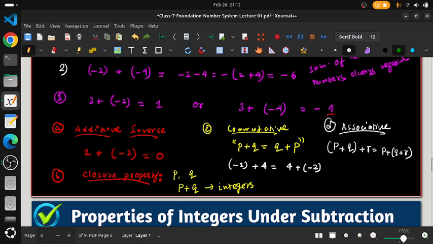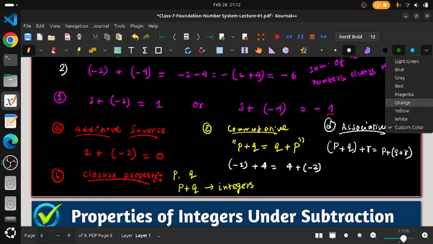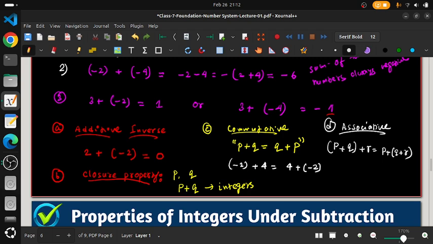You can take an example: any three numbers you choose. If you don't want to choose negatives, no problem; choose positives. Suppose we have 3, 4, 5. So we write 3 plus 4 plus 5. First we do the operation between 3 and 4, 7 plus 5, that is 12. Similarly, if I write 3 plus (4 plus 5), first we do the operation between 4 and 5, so 4 plus 5 is 9, and along with 3 it is 12 only. So both sides are satisfied. This kind of property we call the associative property.